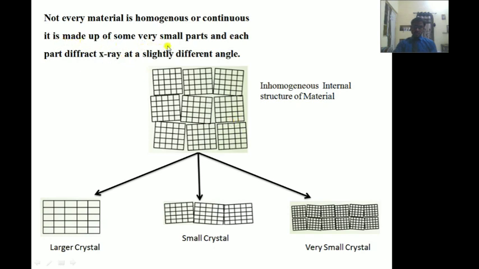Okay, it is made up of very small parts, and each part diffracts X-rays at a slightly different angle. So suppose you put this entire crystal or material in an XRD machine. This crystal diffracts X-rays at a different angle, and this crystal diffracts X-rays at a different angle. Okay, so this material may be divided into three parts. One is the large crystal, second is the small crystal, and third is the very small crystal. What happens if your crystallite size is very small, and what happens if it is large, I am going to discuss here.